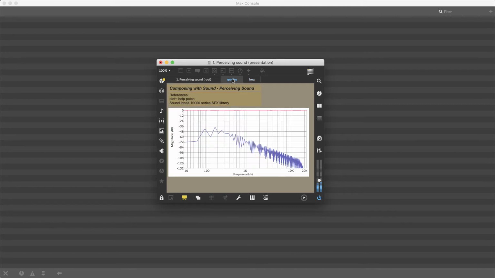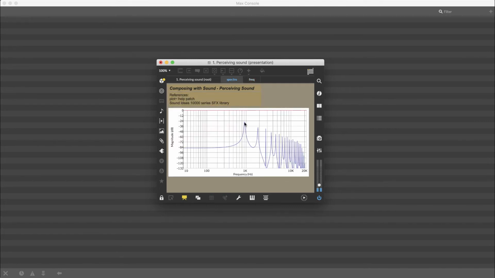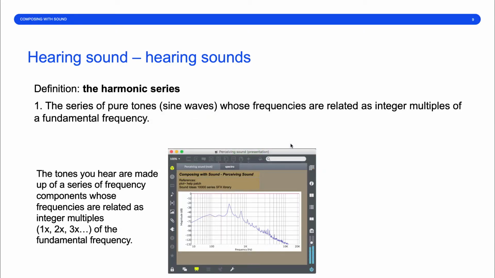And if we look at the spectrogram, the fundamental, well, it doesn't graph very well here. It doesn't appear to be exactly 100. Let's try 1000. We can see the fundamental here just close to 1,000, and one close to 2,000, 3,000, 4,000, 5,000, 6,000, 7,000, 8,000, 9,000, 10,000, 11,000, and so forth. These are the integer multiples, 1 times, 2 times, 3 times, 4 times.